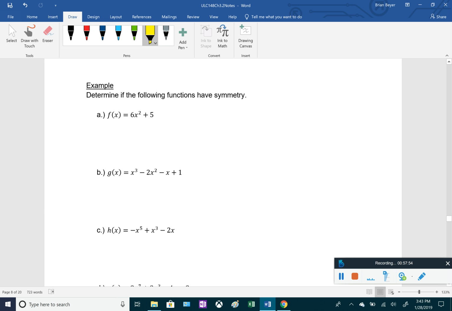So let's determine the following symmetry for these functions. The first one is 6x squared plus 5. So we have an even exponent of 2, and then we have a constant. That means it's going to be an even function, so it has y-axis symmetry. The reason constants don't throw off y-axis symmetry is because we can give it a variable of x with an exponent of 0. x to the 0 is equal to 1, right? So throwing that in there doesn't change anything. 0 can be thought of as an even number, meaning that's an even exponent.